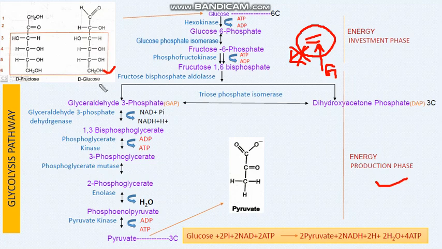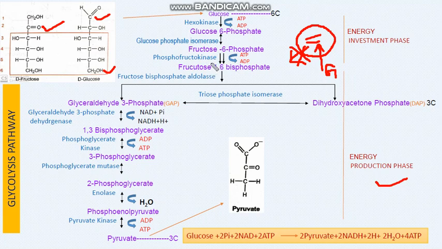So what are isomers? Isomers are molecules which have the same molecular formula but different structural arrangements. In glucose, the functional group is aldehyde, whereas in fructose, the functional group is ketone, though they have the same molecular formula.